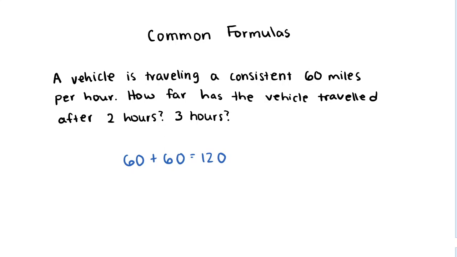And actually, it might be clearer to see this as two sets of 60, right? It's really the same as 2 times 60. And so here, 2 times 60 gives us 120, and that's the number of miles this vehicle travels after 2 hours. And then similarly, if we're asked to figure out how far this vehicle's traveled after 3 hours, well, here we would just take 60 for the first hour, then 60 for the second hour, and then 60 for the third hour. That's 60 plus 60 plus 60, or 180. But really, that's the same as 3 sets of 60, or 3 times 60 is 180.